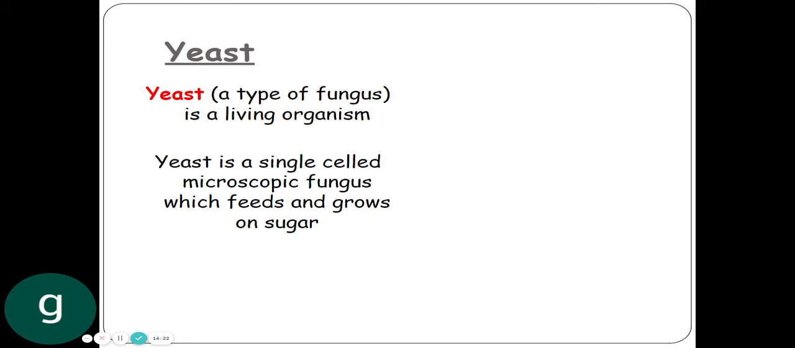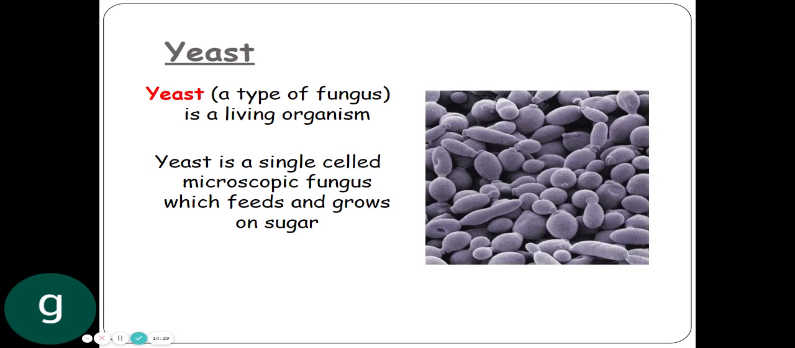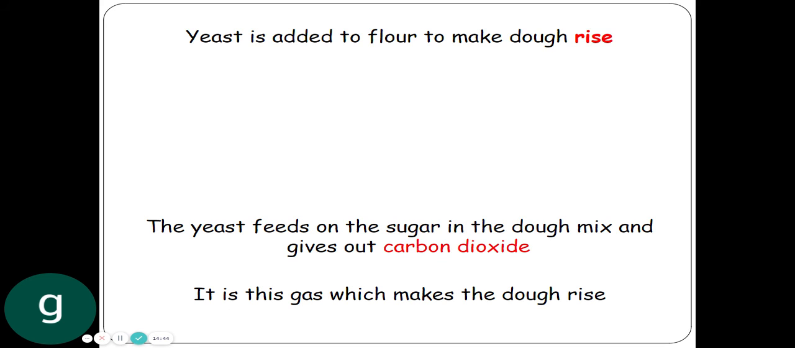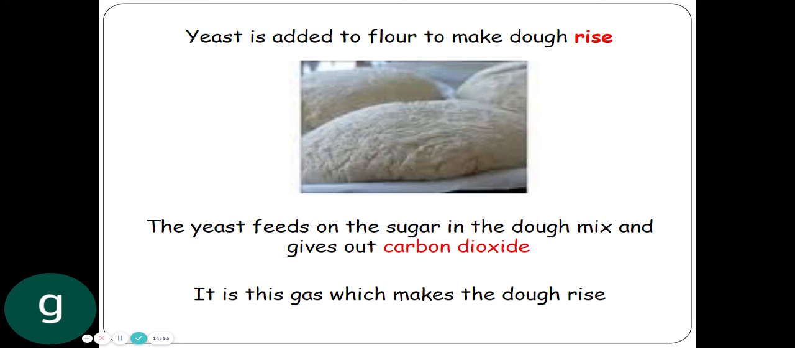Just if there's any time left, we've looked a little bit at yeast in the previous cover lesson, and the yeast being a single-celled fungus, which helps to make lots of products we use in everyday life. It feeds on sugar and produces carbon dioxide when it does. If you look at grapes, you see this grey stuff, that is yeast. So it's added to flour to make the dough rise. It feeds on the sugar in the dough mix and gives out carbon dioxide. This is the gas that makes the dough rise.